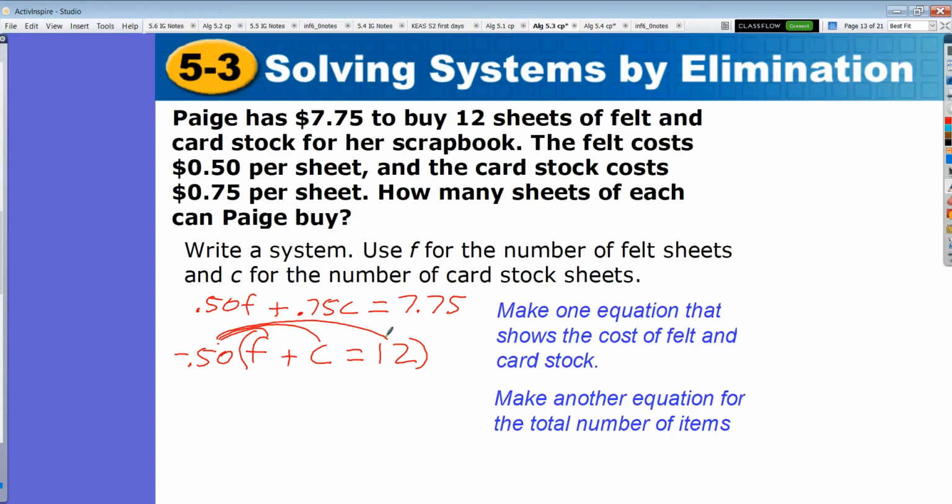So I'm going to work out what that would be on this screen before we flip over to the next screen. So this would give me negative 0.50f plus negative 0.50c. And that would come out to negative 0.50 times 12 would give me negative 6. All right, so these two are ready to stack and add. We're going to do that on the next screen.